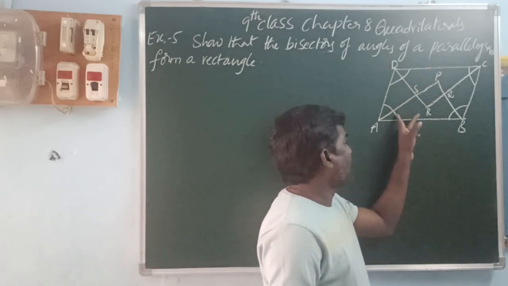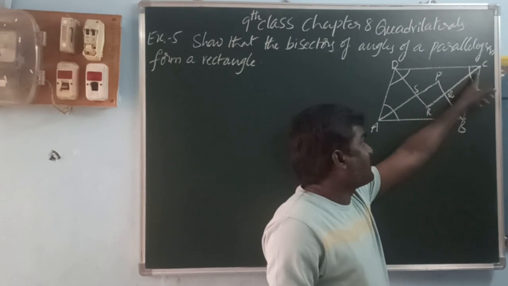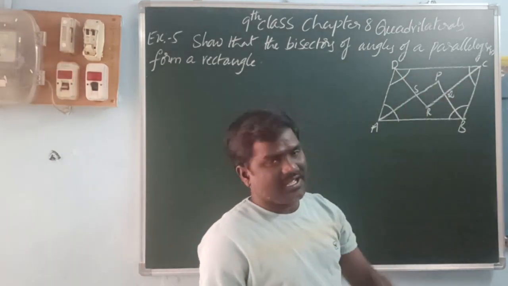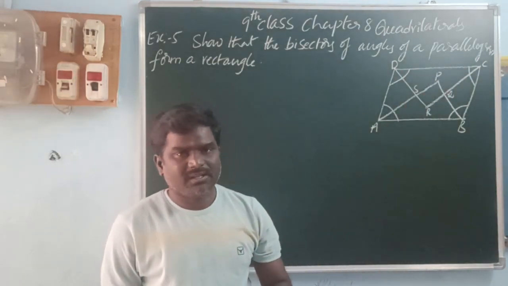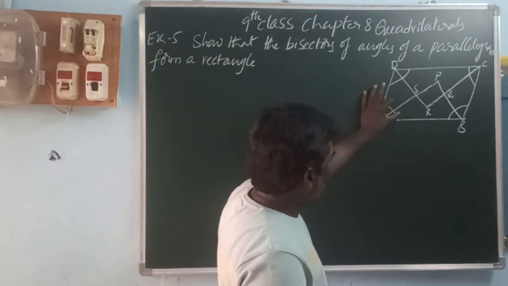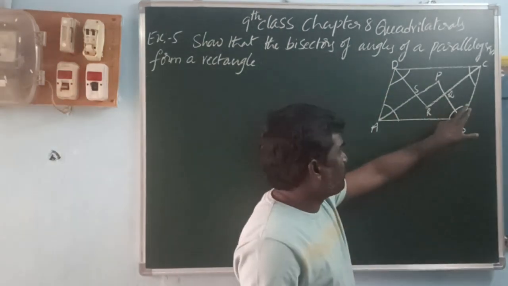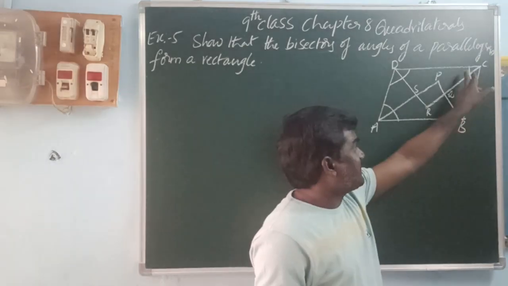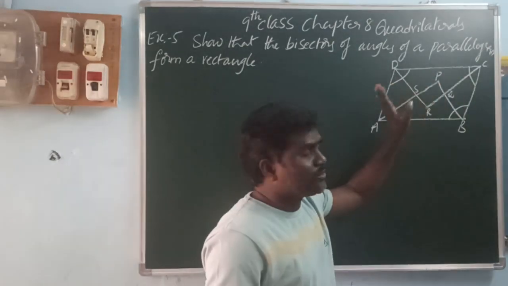So here, angle A has a bisector, angle B has a bisector, angle C has a bisector, angle D has a bisector. Bisector means what? Dividing into two equal parts. So angle A is divided into two equal parts. Angle B is divided into two parts. Angle C is divided into two parts. Angle D is divided into two parts.